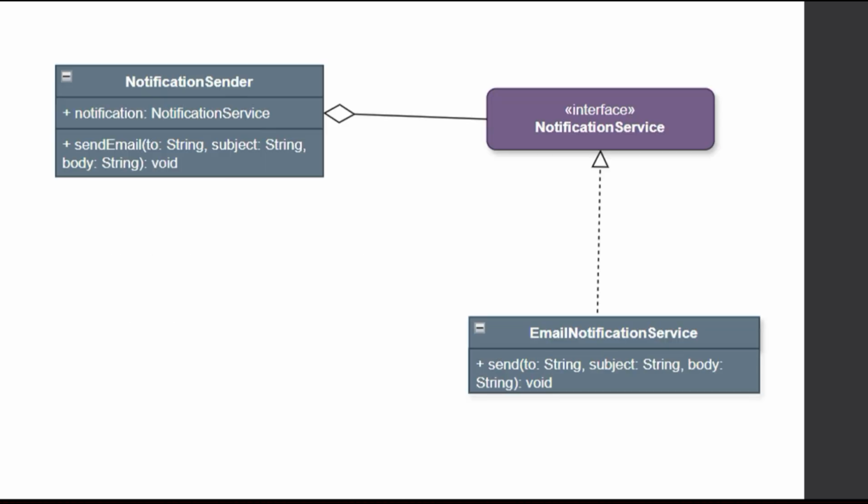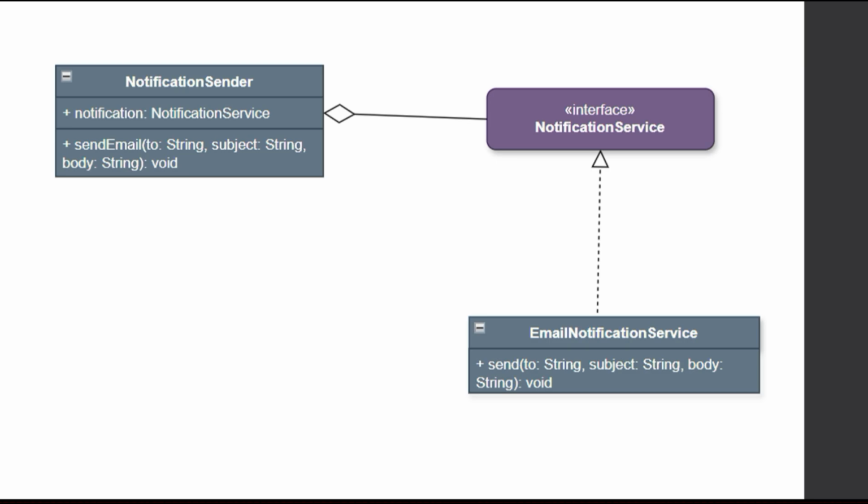To understand how @Autowired annotation works, I'm going to take an example from the notification system. In the notification system, there is an interface named notification service, and this interface has exactly one implementation. Email notification service class implements the notification service interface. This class has one method named send, and this method is used to send the notifications to the users.